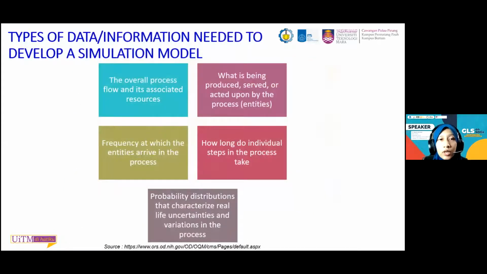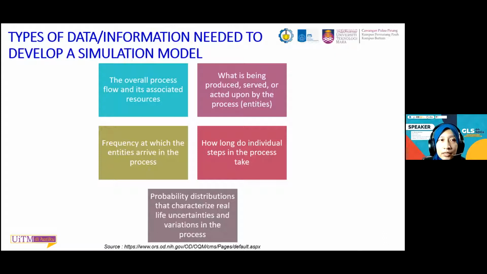Okay, what types of data or information do we need before we can develop a simulation model? For example, the overall process flow and its associated resources, what is being produced, served, or acted upon by the processes, the frequency at which entities arrive in the processes, how long individual steps in the process take, and lastly, the probability distributions that characterize real-life uncertainties.